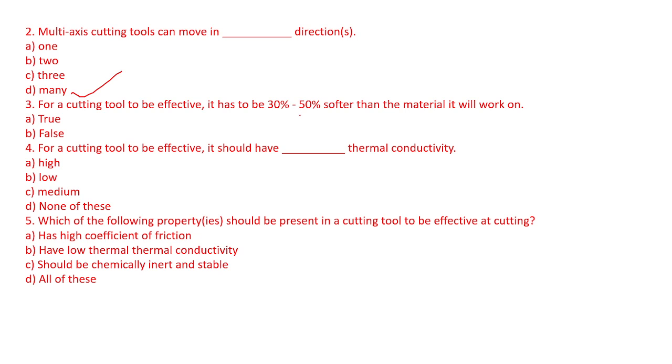So a cutting tool serves one purpose, to cut through the material, but they solve different purposes actually. For a cutting tool to be effective, it has to be 30 to 50% harder than the material it will work on. Okay, so for the workpiece material you have chosen for milling or some machining operation, your tool needs to be 30 to 50% harder than the material you choose for your workpiece.